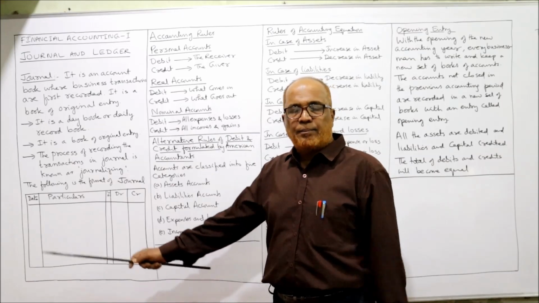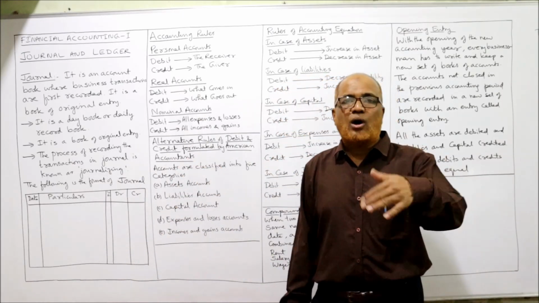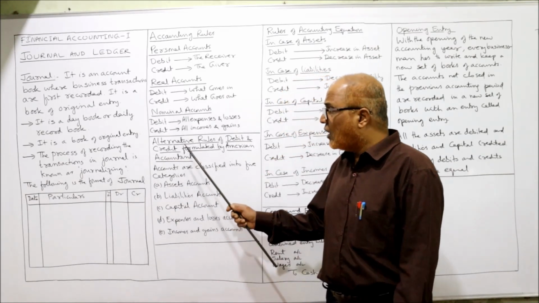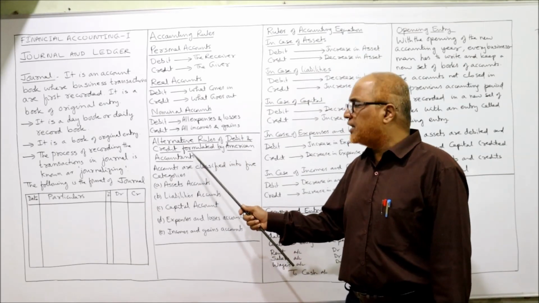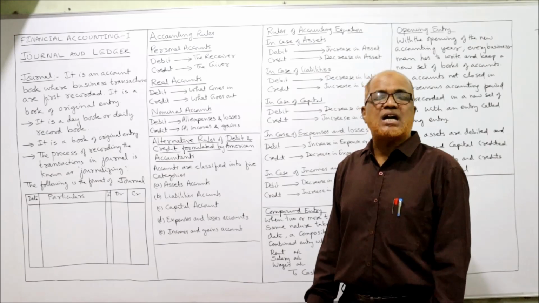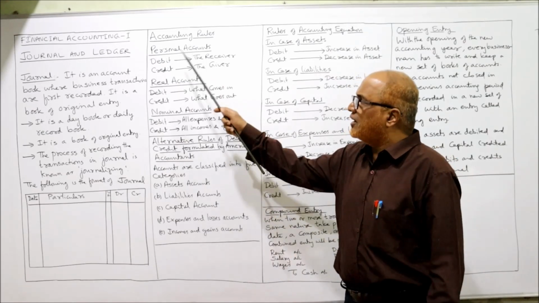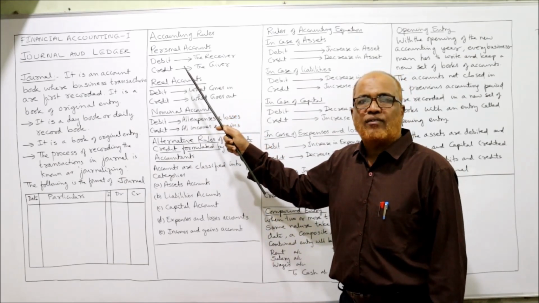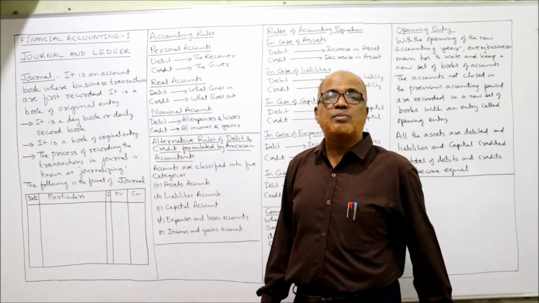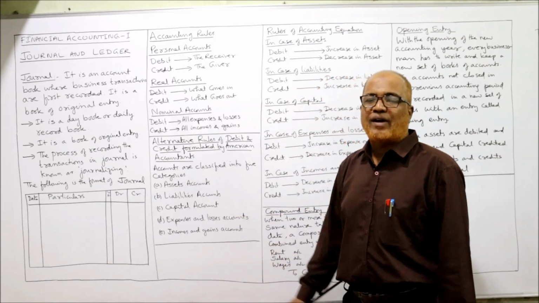While journalizing the transactions, we should follow these rules: which account should be debited and which account should be credited. Now, alternative rules of debit and credit have been formulated by American accountants. A new method of debiting and crediting has been started in America. This is the traditional, conventional method of recording the transaction, by following these rules. But the new method formulated by American accountants is that accounts are classified into five categories.